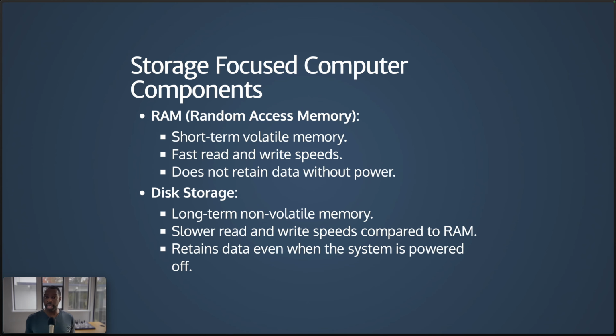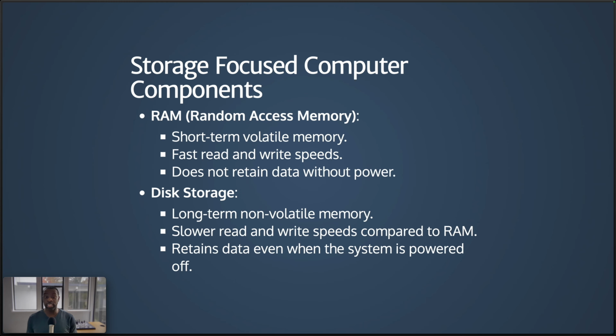Now, there are storage-focused computer components. RAM, or random access memory, is a short-term volatile memory that is very fast to read and write, but it doesn't retain data without power. This is used by the CPU for calculations and intermediate results, in order to more efficiently execute the operations that you have in the computer. It's like a temporary storage space that's very fast to read and write from.